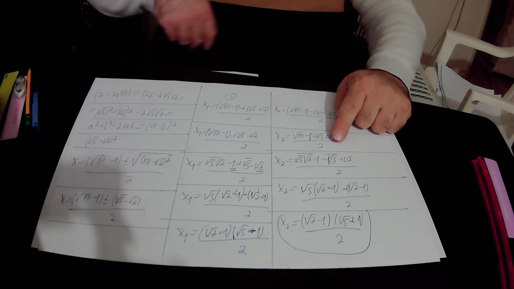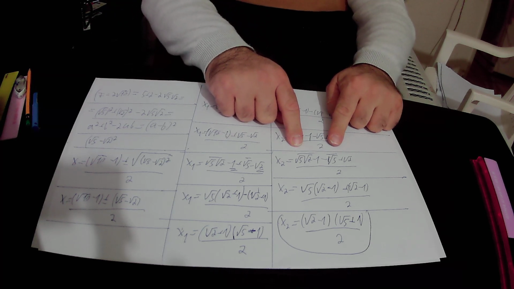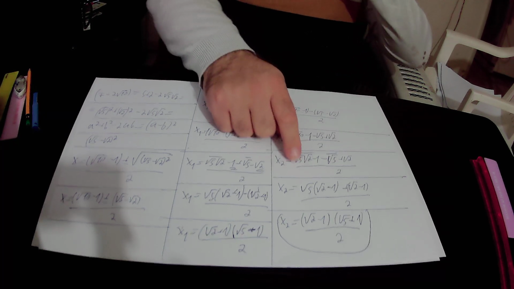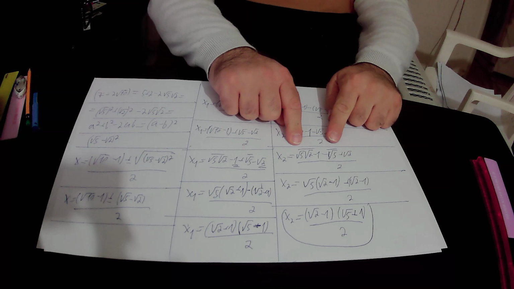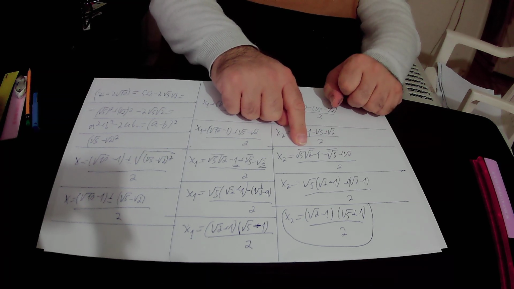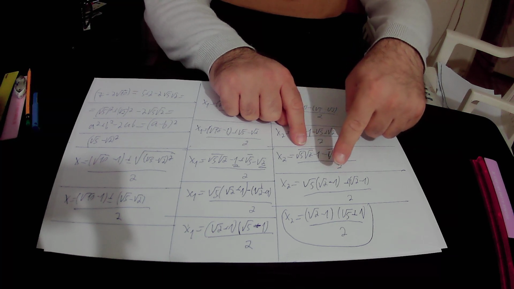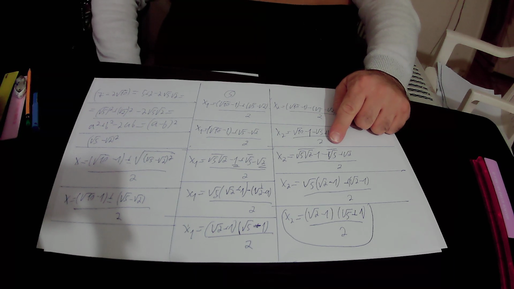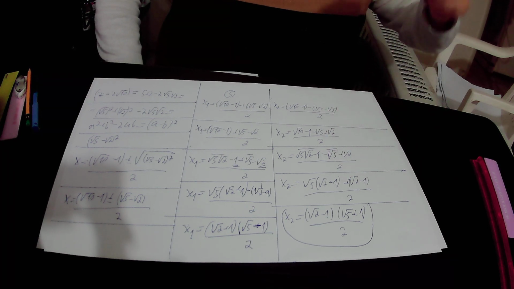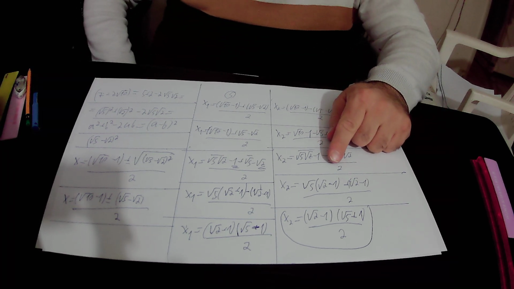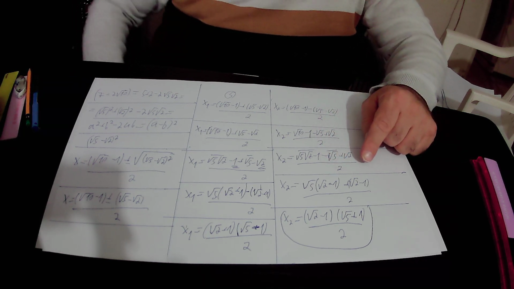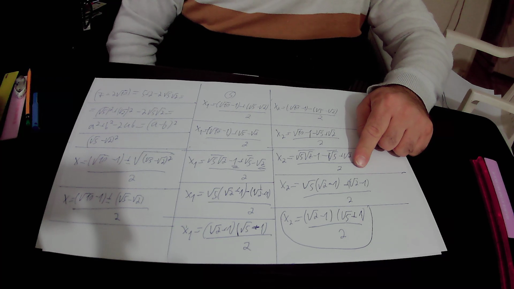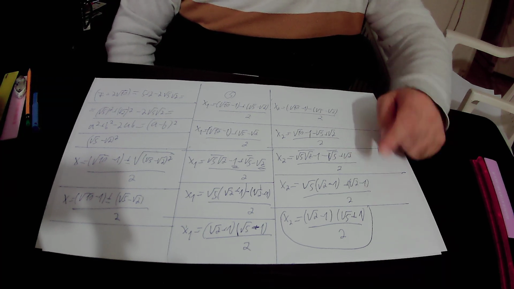Then we took square root of 5 as a common factor out of those two expressions, and we got that x2 equals square root of 5 is taken as a common factor out of these two expressions. What is left from this expression after we took from it square root of 5 is square root of 2, and what is left from these expressions after we took from it square root of 5 as a common factor is minus 1. So in conclusion we found out that x2 equals square root of 5 times square root of 2 minus 1 plus square root of 2 minus 1 over 2.